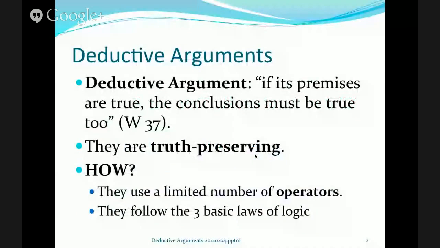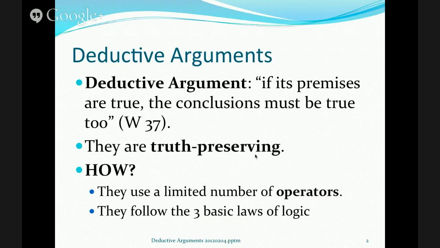Today I want to talk to you a bit more about deductive arguments. Last time we looked at deductive arguments, which in Japanese is enekiteki ronsho. The main feature of a deductive argument is this: if its premises are true, the conclusion must be true too. Another way to say the same thing is that they are truth-preserving. This means that if you start with things that are true, you end up with a conclusion that is true. So it preserves the truth of the conclusion.